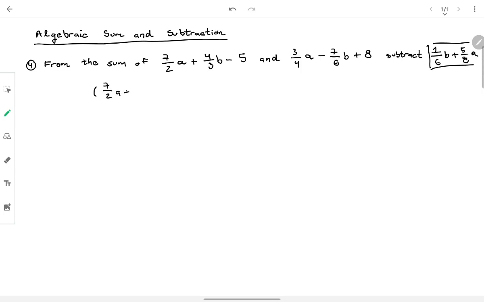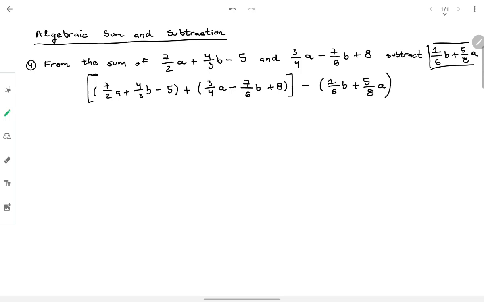So it will be 7/2 of a plus 4/3 of b minus 5 plus 3/4 of a minus 7/6 of b plus 8. This will be the part of the addition, then minus 1/6 of b plus 5/8 of a. Let us continue with the solving of this problem. So in this case, we will start with the first one.